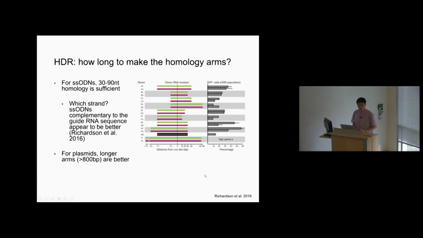There was also an effect where the symmetry of the homology arms made quite a big difference, where having an asymmetric donor, shorter on one side and longer on the other, is more efficient than having them be the same length on both sides.